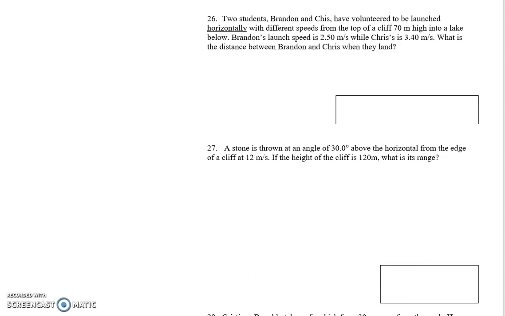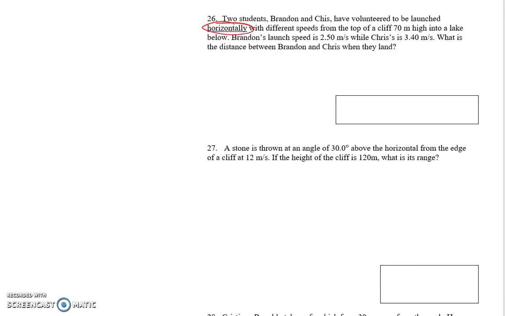Alrighty, here's the short answer portion of your test you just took. Two students, Brandon and Chris, have volunteered to be launched horizontally with different speeds from the top of a 70-meter cliff into a lake below. Brandon's launch speed is 2.5, while Chris's is 3.4. What's the difference in distance between Brandon and Chris when they land?